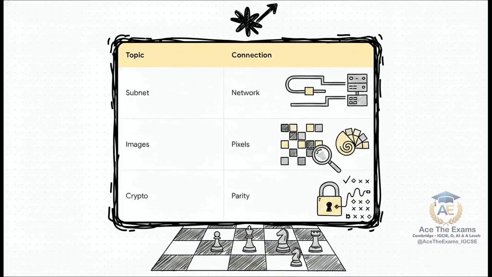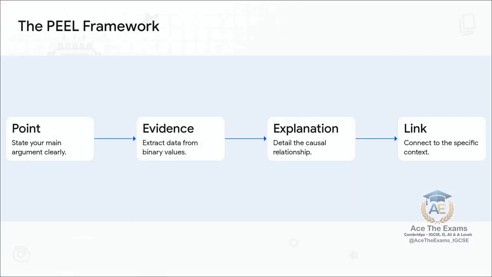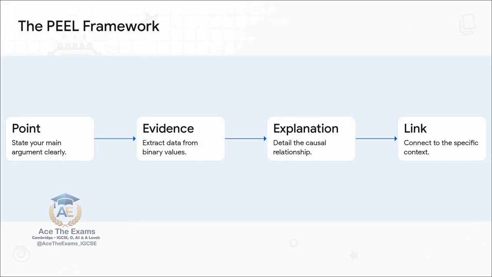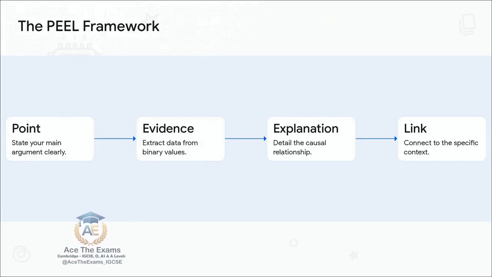You aren't just looking at one piece. You see the whole chessboard. So, the absolutely crucial question is, how do we actually structure these brilliant insights on paper without creating a messy wall of text? Enter the Peel framework.